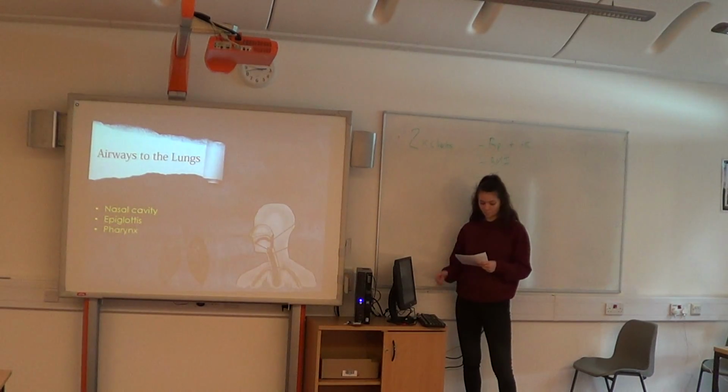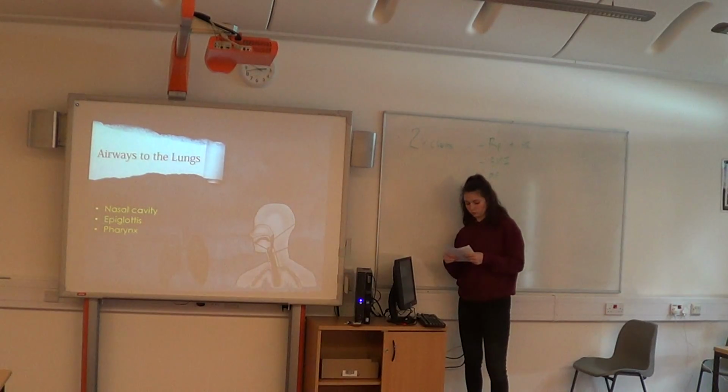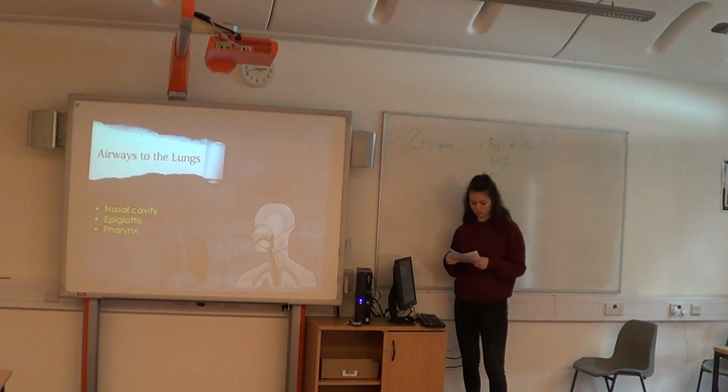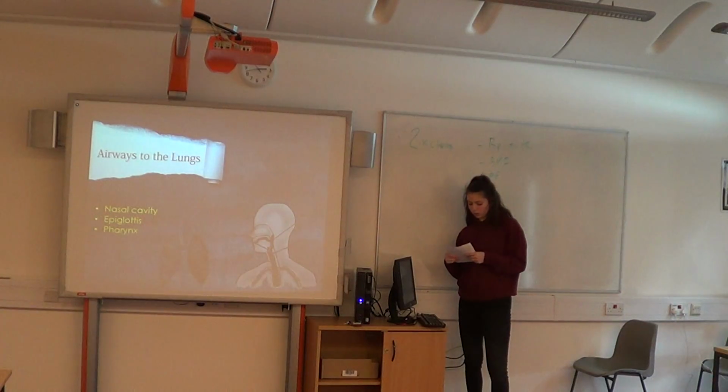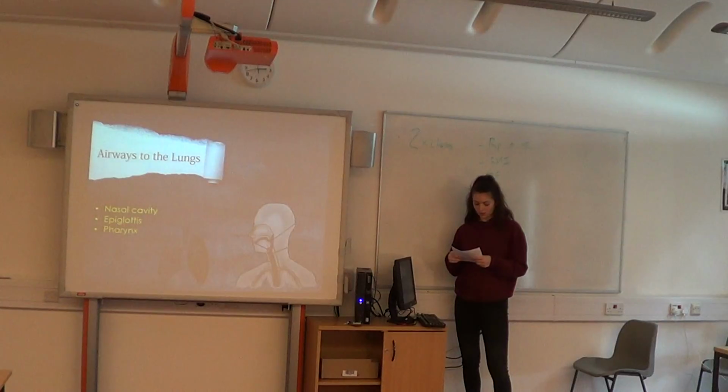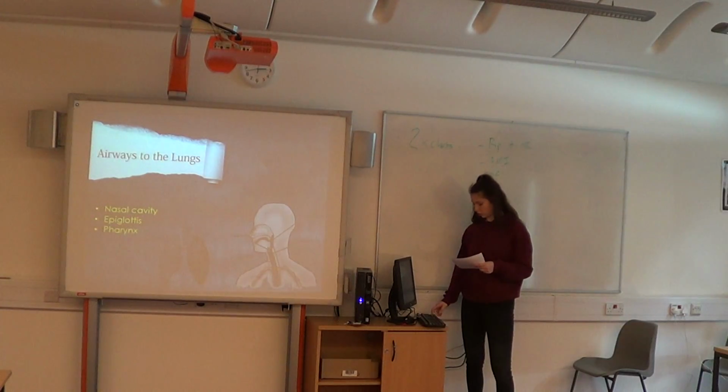lungs. Then the pharynx is shaped like a funnel, and it connects the nasal cavity and the mouth to the larynx and the esophagus. Its wall is made of skeletal muscle, which makes it easier to push air through, and it also contains cilia, which will just stop any particles that have got through.